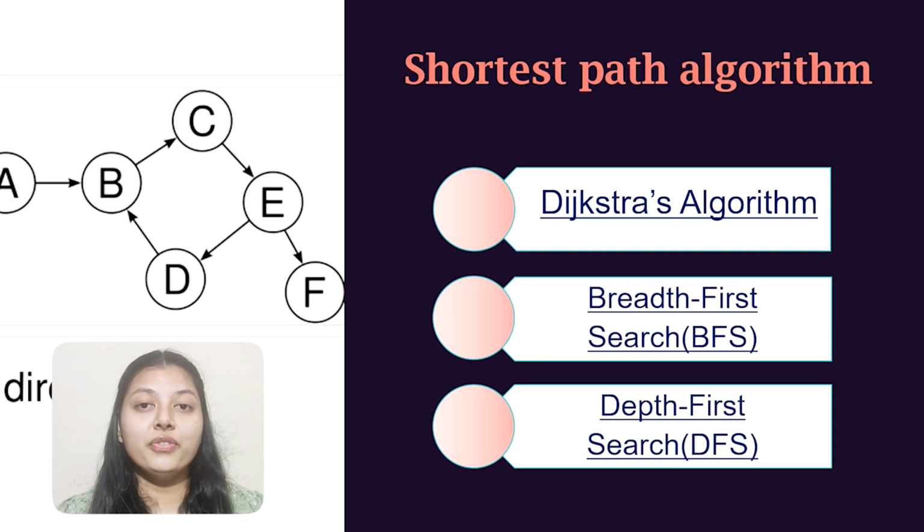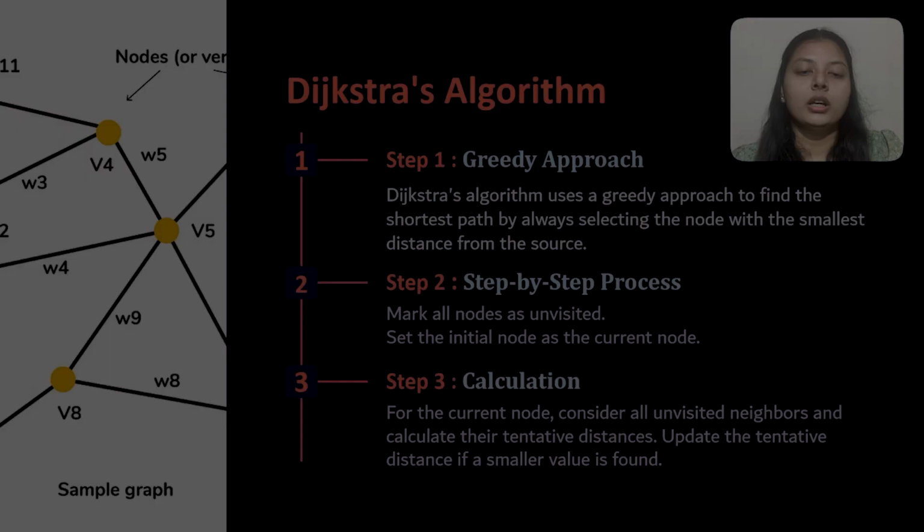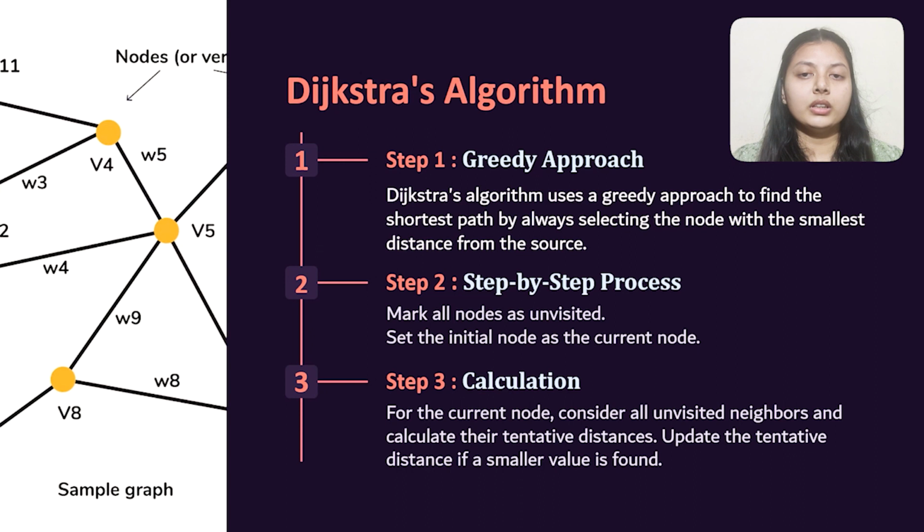So here you can see we have three methods to find the shortest path. Our first method is Dijkstra's algorithm, the second one is BFS, that is breadth first search, and the third one is DFS, depth first search. So let's move into the first method, Dijkstra's algorithm. Our step 1 is the greedy approach.